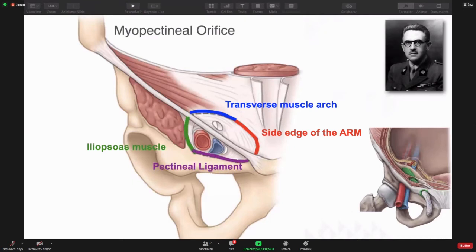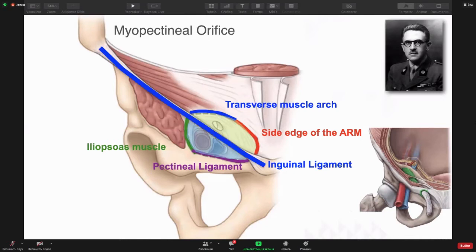An important detail is that it is not the inguinal ligament but the pectineal ligament, like this one. This is the iliopubic tract, the inguinal ligament. This ligament divides the region into anterior and posterior. The anterior part comprehends the inguinal hernias, direct and indirect. The posterior part contains the femoral space, with hernias and the femoral vein.